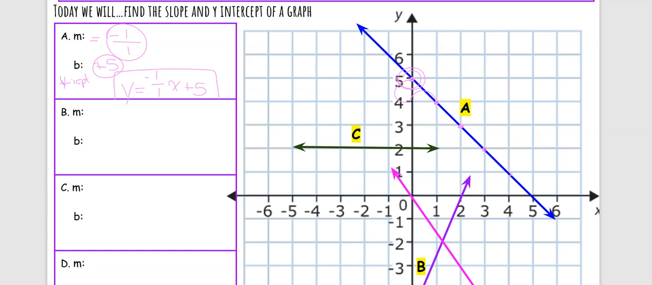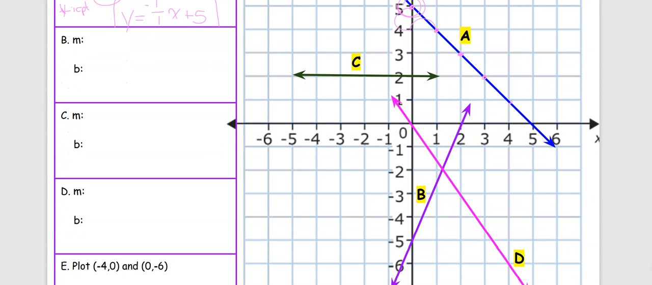Let's try this again with line B. Line B is this dark purple one down here. It is increasing from one point to the next point. So I'm going to have a positive slope, I know that. So what is my slope going to be? Well, I'll use these 2 points that I defined, and I have to rise 1, 2, 3, 4, 5. Because remember, your numerator is always how much up or down you go. And then I have to run 1, 2 in the positive direction. So my slope is positive 5 halves. All right, easy enough. What's my y-intercept? Well, where does this line cross the y-axis? It crosses down here at negative 5.